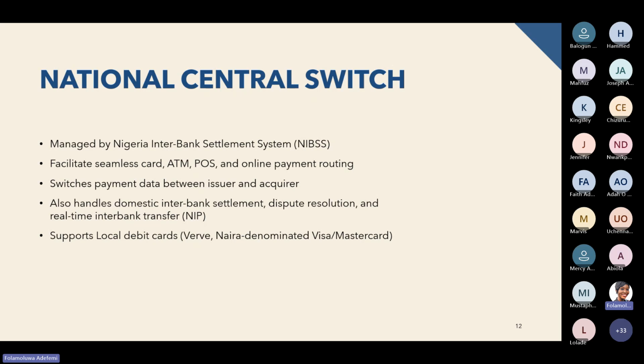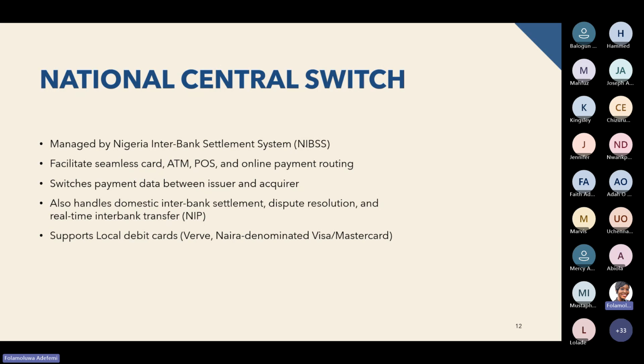So they facilitate seamless cards, ATM, POS, and online payment routing. They switch payment data between issuer and acquirer. They are like a generally identified central switch, right? So they can do quite a lot. They are mandated by CBN to be the national switch, even though we have other switches.